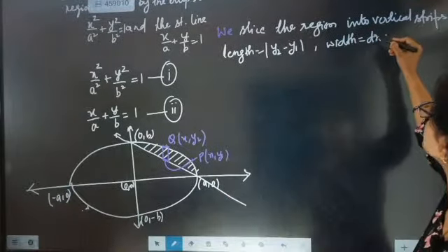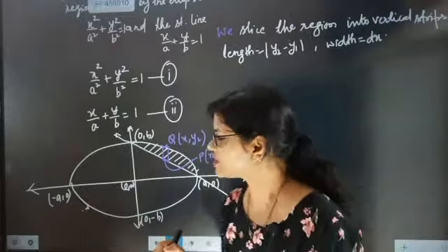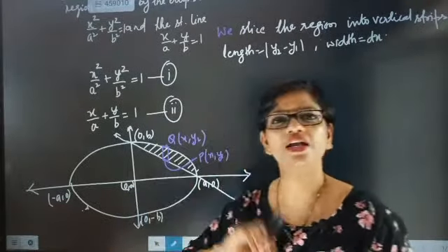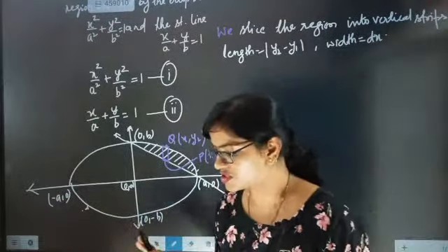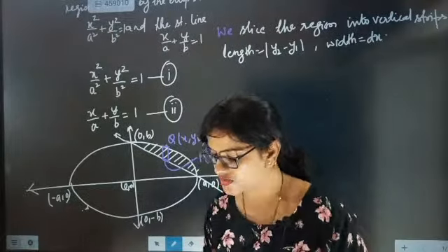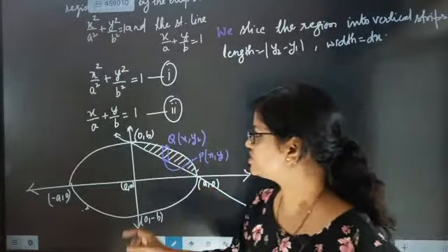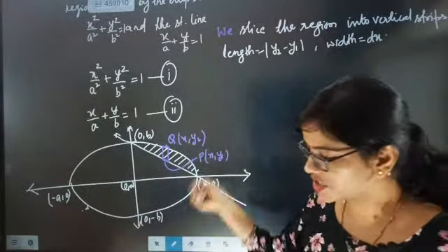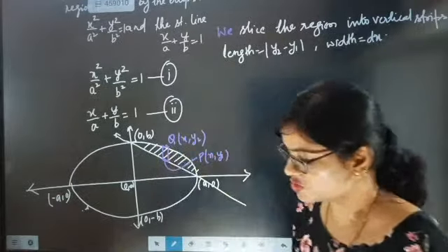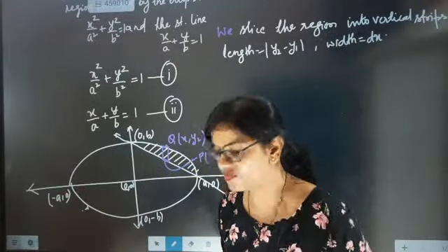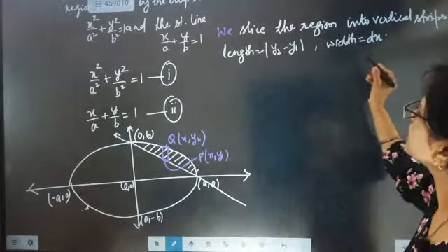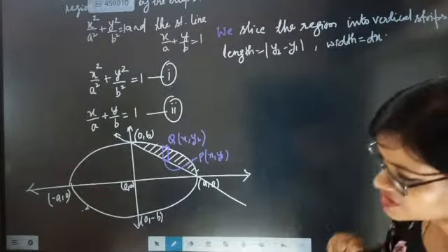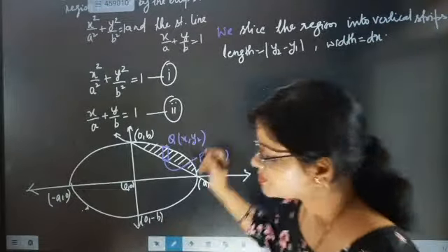Can you tell me one thing? I have repeated the same process again and again. After drawing, specifying the bounded region, writing P(x, y1) and Q(x, y2), and then doing the same work each time. Length is modulus of y2 minus y1, width is dx. So this much part we have done.